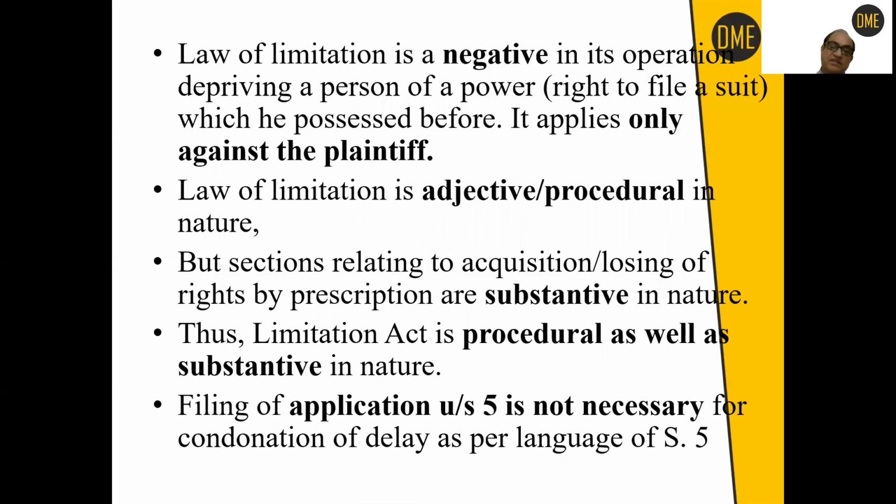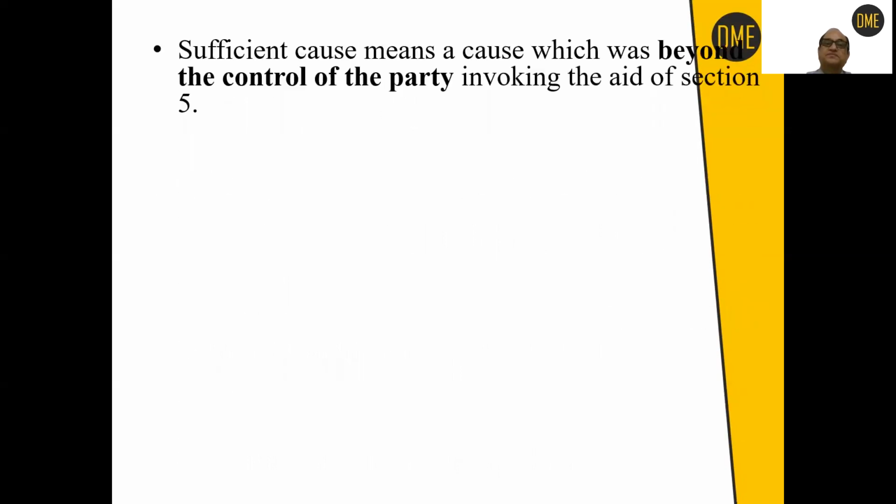If you see the language of section 5, the court has power to condone the delay if sufficient cause is shown. This language shows that filing an application under section 5 is not necessary for condonation of delay. The court can suo motu exercise the powers under section 5 even in the absence of any application, which we are going to draft today. The court has power to extend time even if the appellant has not filed any application before the court.